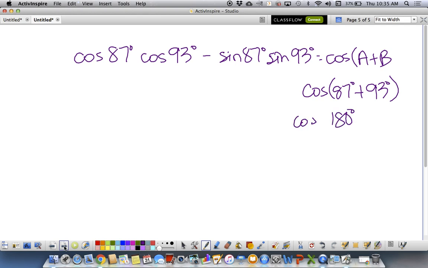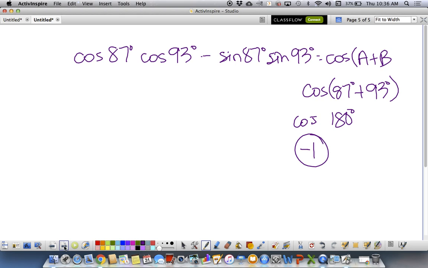Degrees. Cosine, what's cosine of 180 degrees? It's -1. Your answer is -1. You just added 7 to the 93 and forgot about the other 80. Okay? So if I give you something like that, you recognize it's cosine, cosine, so it's a cosine function. There's a subtraction sign, so I'm going to add them.